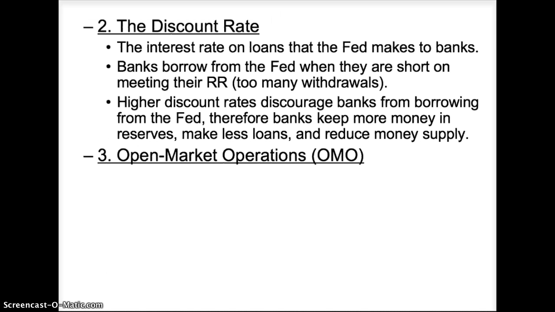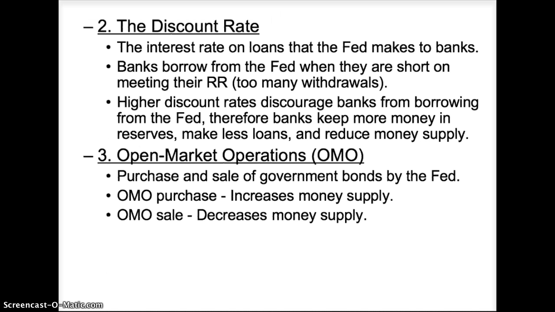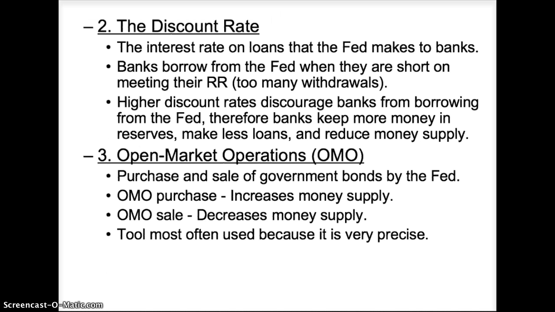The third tool of the Fed is open market operations, OMOs, which are the purchase and sale of government bonds. When the Fed conducts an open market operation purchase, they increase the money supply. When the Fed conducts an open market operation sale, they decrease the money supply. Open market operations is the tool used most often by the Fed because it is very precise.